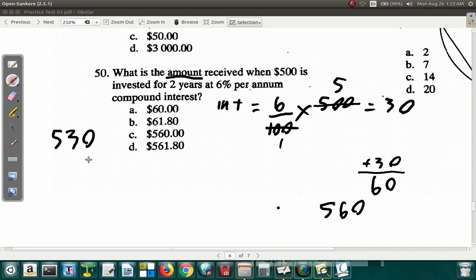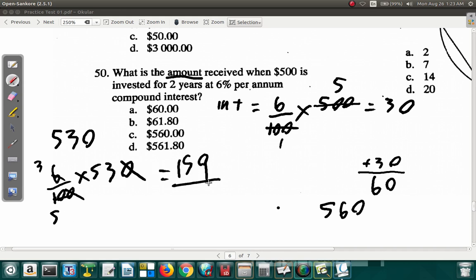$530. Then for the second year, they find 6% of $530. What you get is 6 times 530 over 100, so you have 3 by 53 over 5. That's 3 threes are 9, 3 fives are 15, so 159 over 5. 5 into 5 is 1, 5 into 15 is 3, 5 into 9 goes 1 and remainder 4. 1 and 4 fifths, that's 31.8.